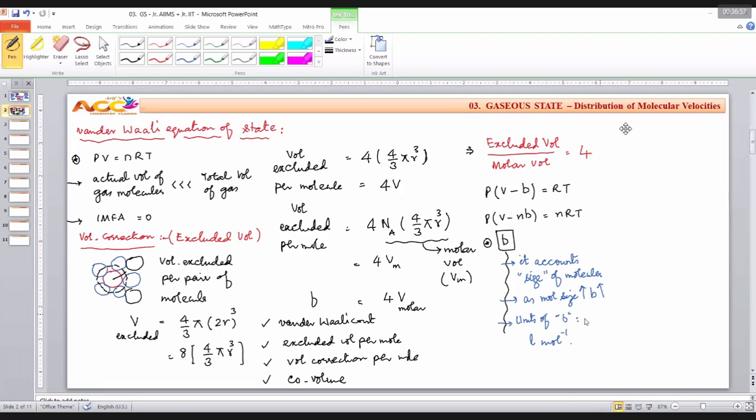Liters per mole is the SI unit of b? No, it cannot be, बेटा, नहीं हो सकता. लीटर जब भी आया, it is not SI. Liter is not SI. This is a practical unit. मीटर क्यूब बोलना पड़ेगा. If you are talking about this, मीटर क्यूब per mole. SI unit is meter cube per mole. This is called practical unit.